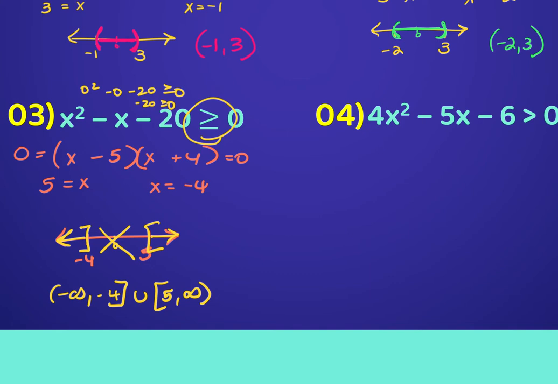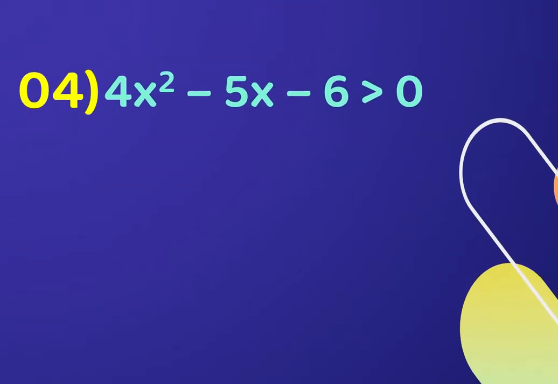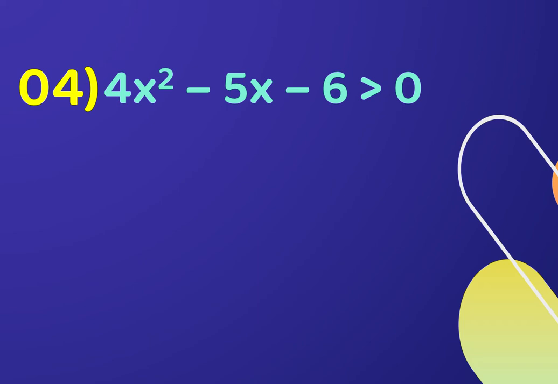What's different with 4? There's a number on the front this time. So how do I factor these? First and last or trial and error. So if I do first times last, I get 4 times -6, which is -24. Factors of -24 that sum to -5. -8, +3. Replace my middle term with them.